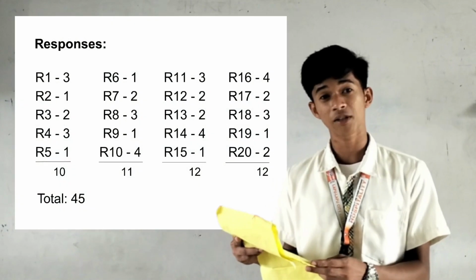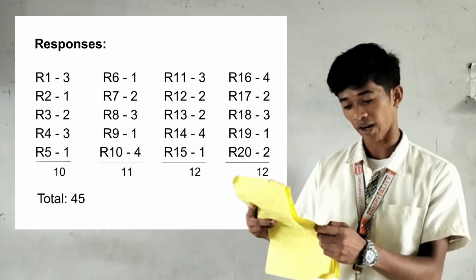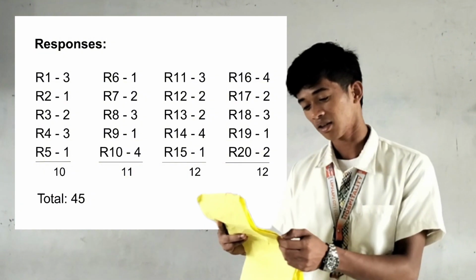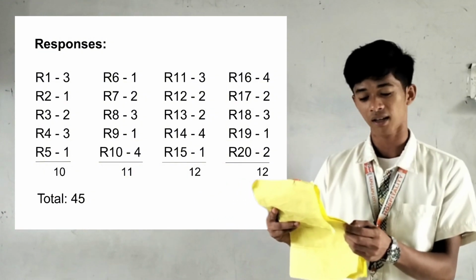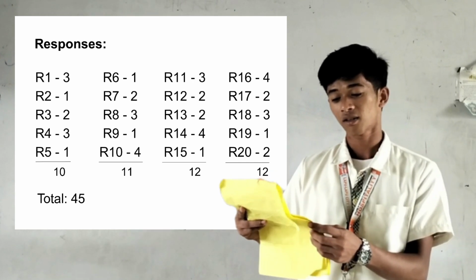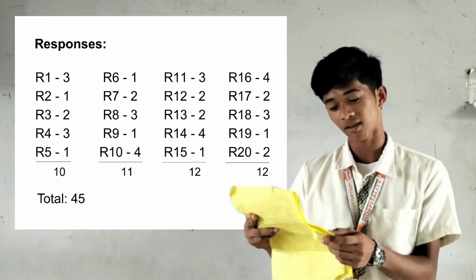Let's get the initial responses by 5. Respondents 1 to 5. Respondent 1 is 3. Respondent 2 is 1. Respondent 3 is 2. Respondent 4 is 3. And respondent 5 is 1. So the initial total is 10.